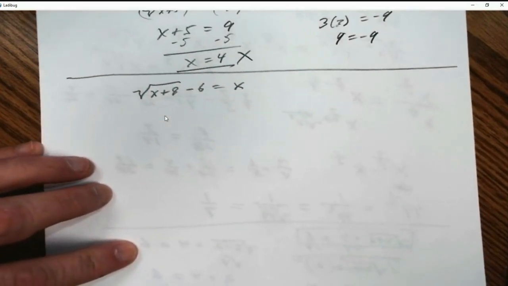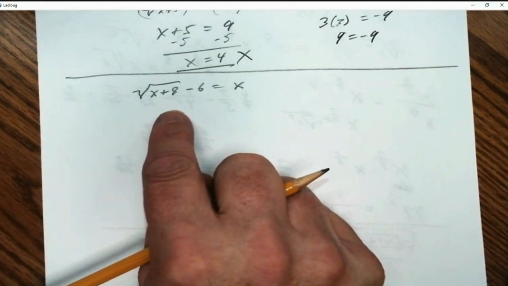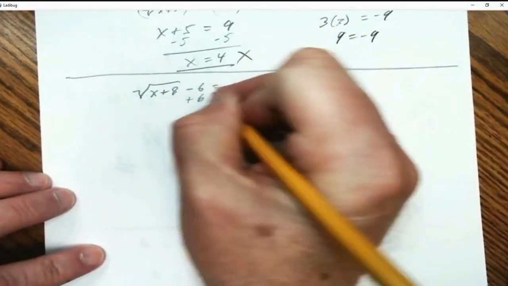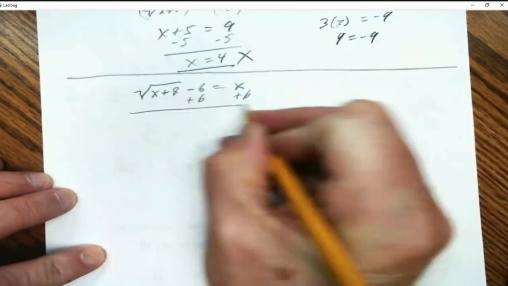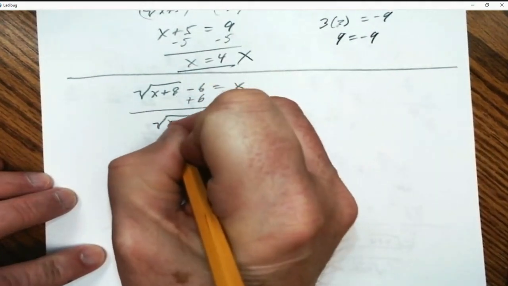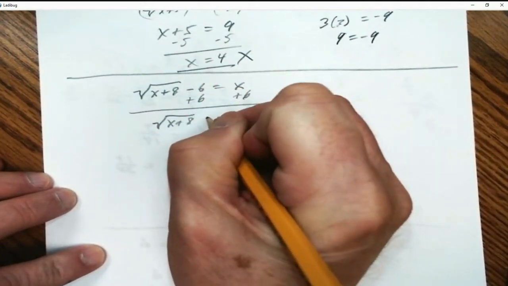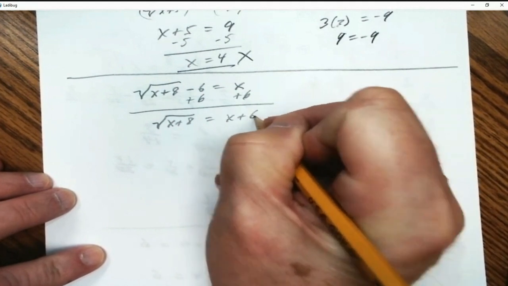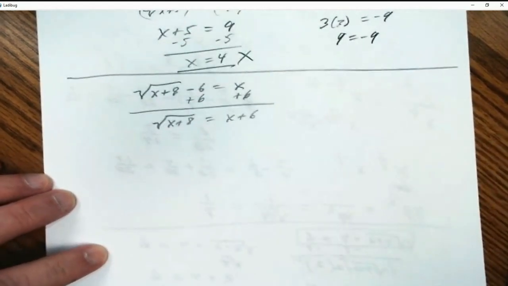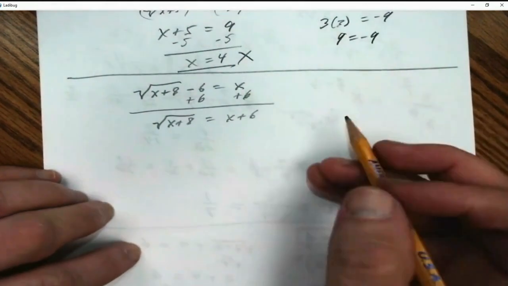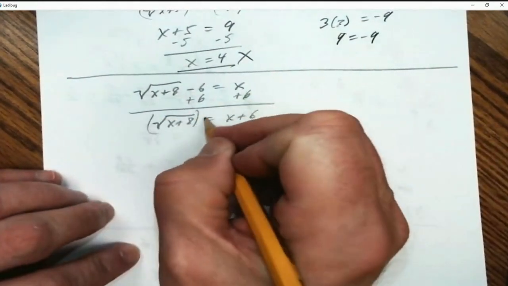All right. Again, we're going to get this by itself before we square both sides. So we're going to add the 6. So we have the square root of x plus 8 equals x plus 6, because we can't combine those. One's a number, one's a variable. Square both sides.